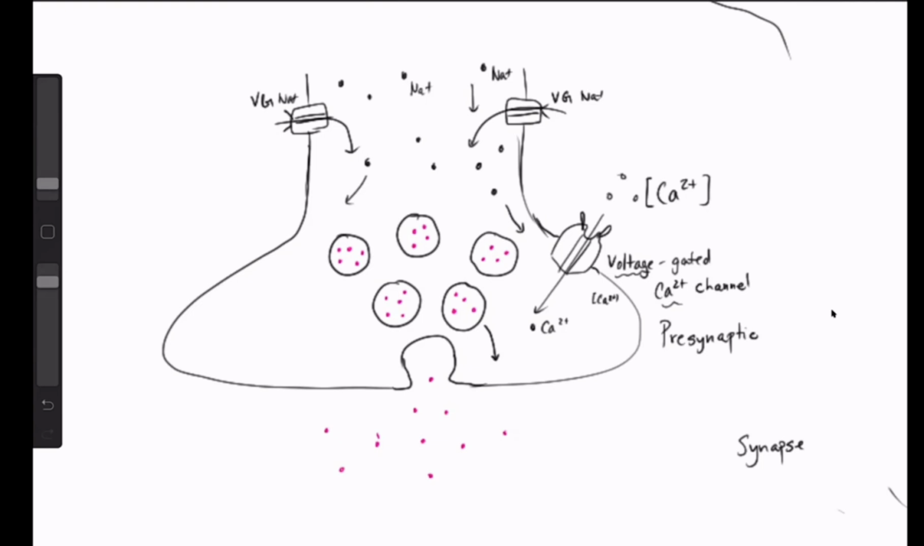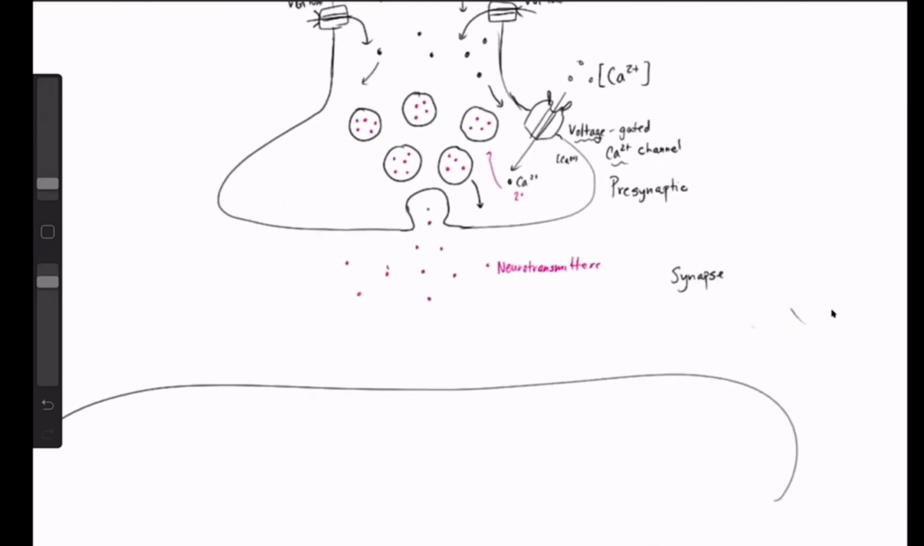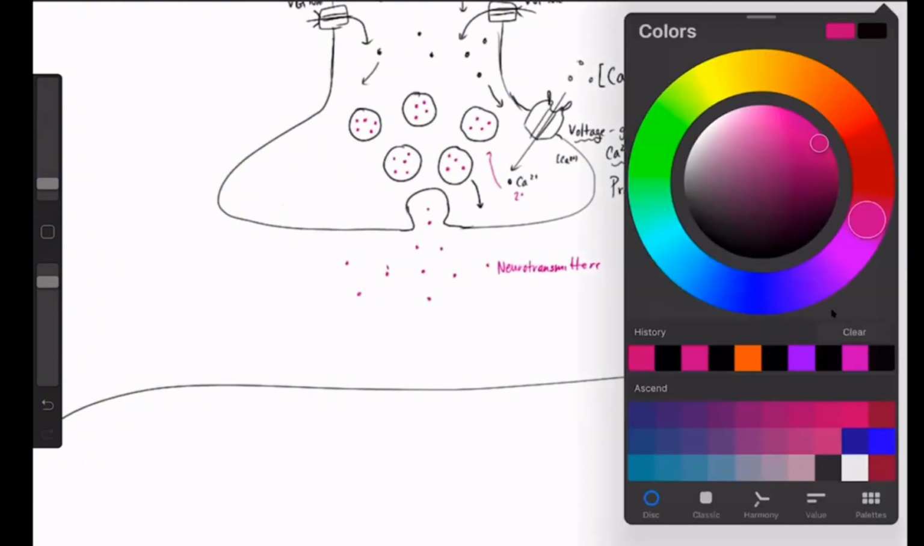And when calcium comes in, it acts as a secondary messenger, which then binds to these vesicles and allows those vesicles to merge with the membrane, allowing these neurotransmitters to be released into our synapse. Okay, great. So we're almost there, guys. We're almost 90% in being able to transmit this information to the postsynaptic cell.